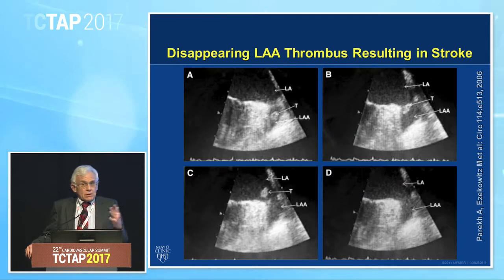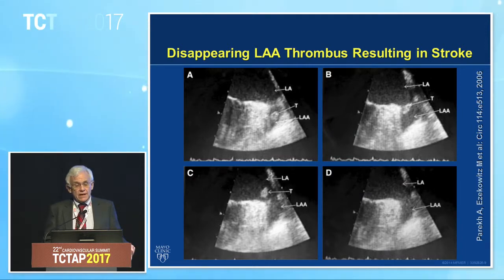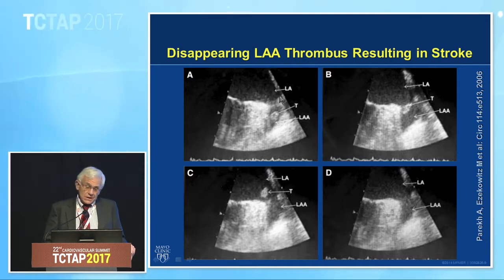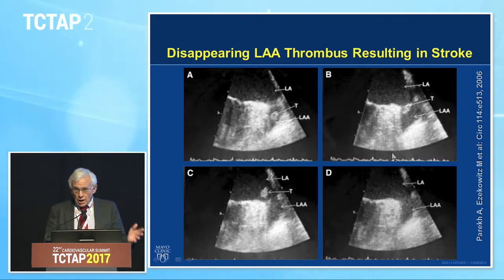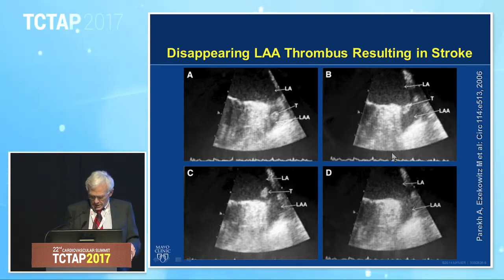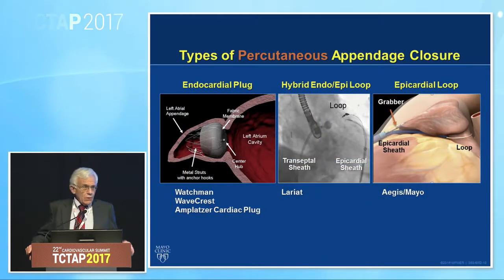This is the proximate cause of stroke in the setting of non-valvular atrial fibrillation. It's a left atrial thrombus that is initially at home in the left atrial appendage, and then a short time later, in this particular study, it's no longer at home, it's gone off to play. That is the proximate cause of stroke in the setting of non-valvular atrial fibrillation.